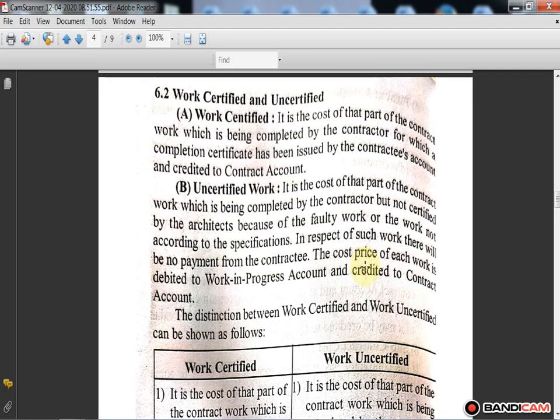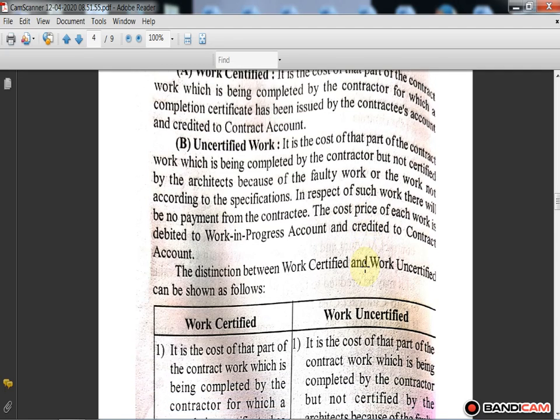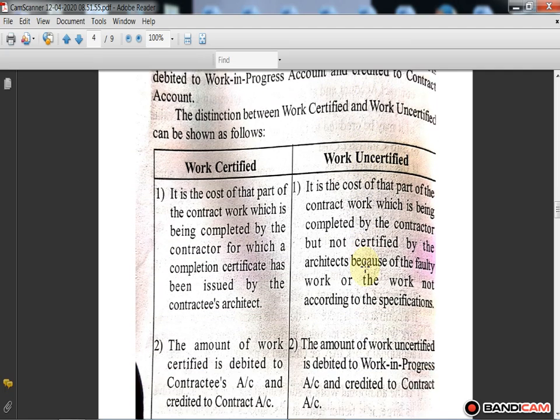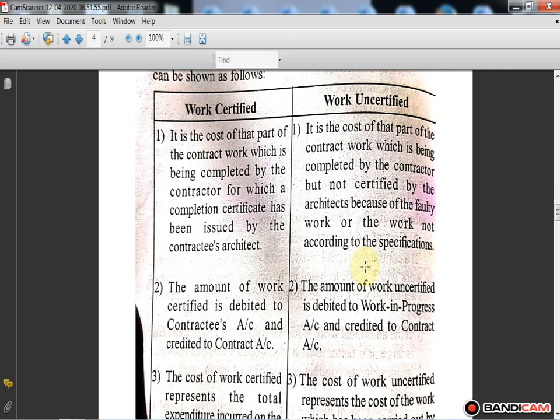So remember this, work certified and work uncertified. The difference between work certified and work uncertified. Work certified, first point: it is the cost of that part of the contract work which has been completed by the contractor for which a completion certificate has been issued by the contractee's architect. Work certified means the work is completed and the completion certificate has been issued by the architect.